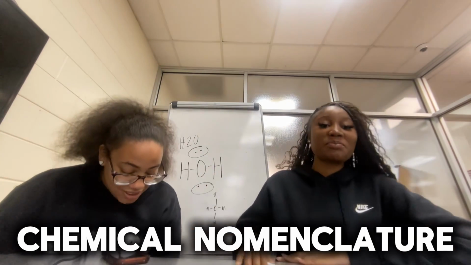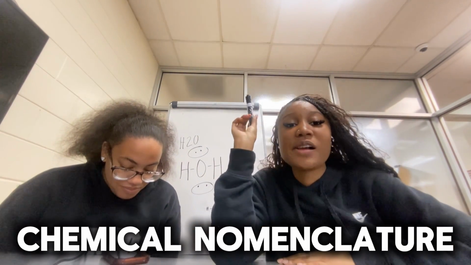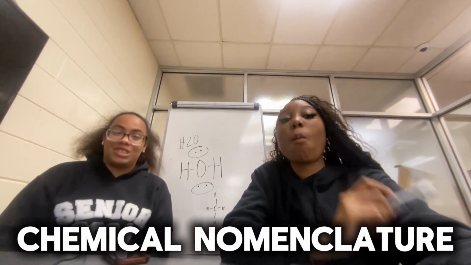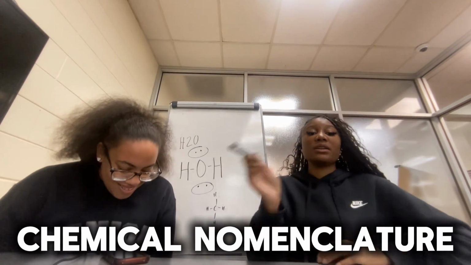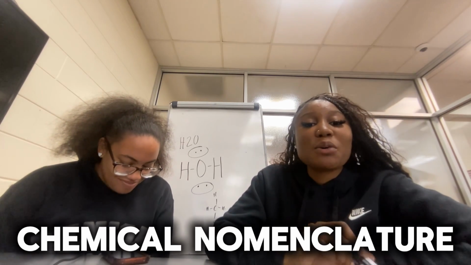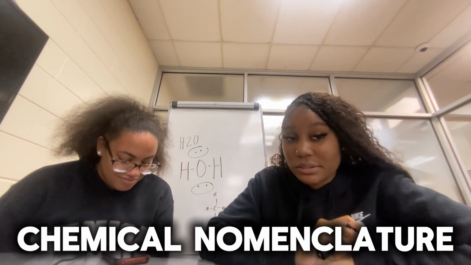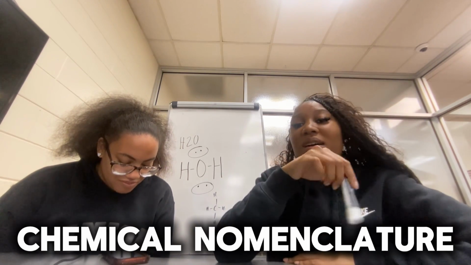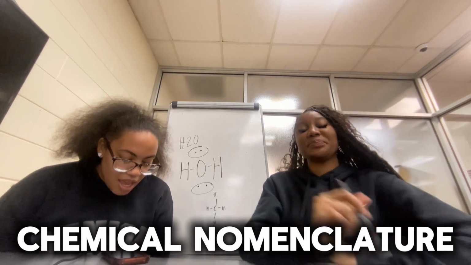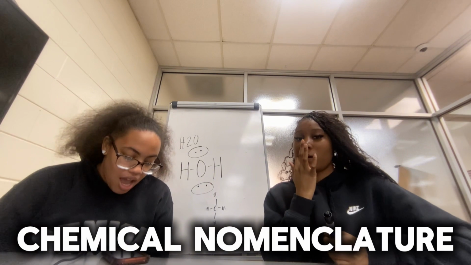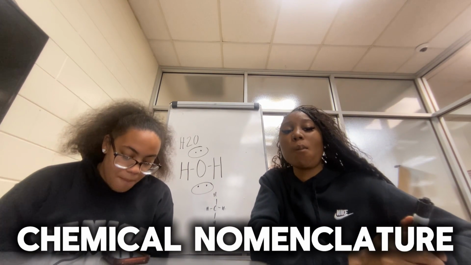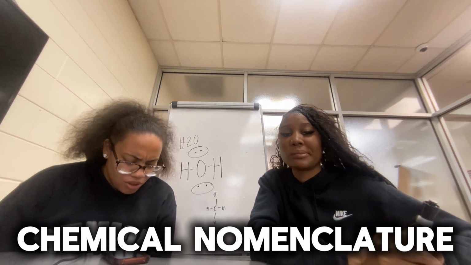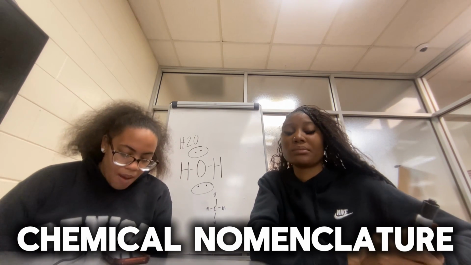Last but not least, chemical nomenclature, aka how we name compounds. It's like chemistry language. Ionic compounds are a metal and a non-metal, and molecular compounds are two non-metals.